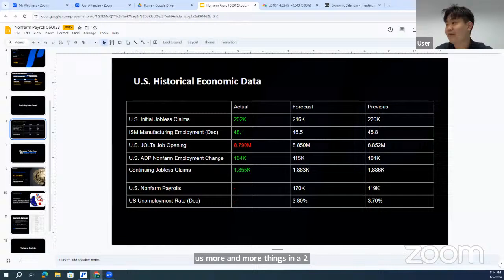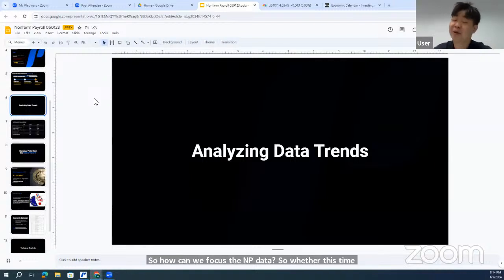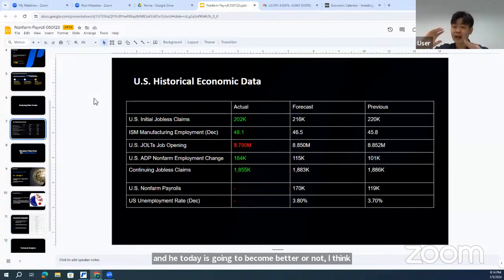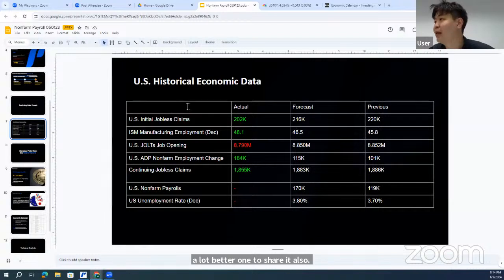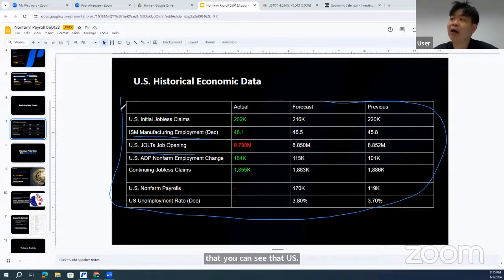So how can we focus on the NFP data? Whether this time the NFP data is going to be better or not, I think a lot of people want to hear it. So I already summarized the reasons. This is mostly focused on the US jobs data. You can see US initial jobs claim, ISM manufacturing employment, JOLTS job openings. This is all jobs data.